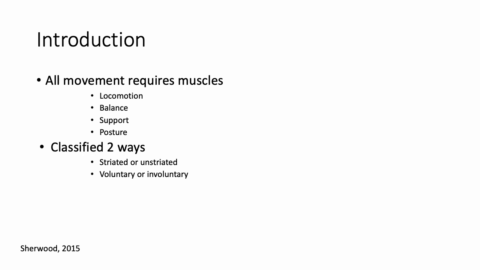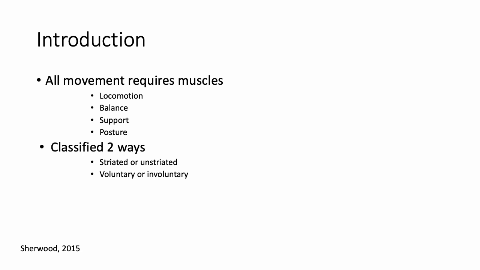As we know, all activities having to do with movement require muscles. We use our muscles for locomotion, our upright posture, balance, support of our internal organs, production of heat, and for controlling valves and body openings, just to name a few. Our body consists of three main muscle types: skeletal, cardiac, and smooth muscles.